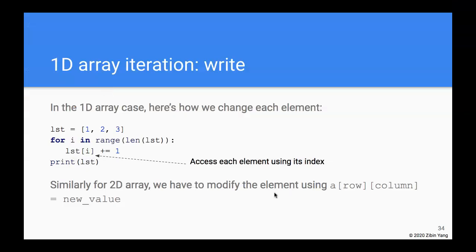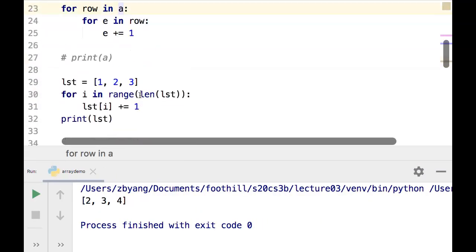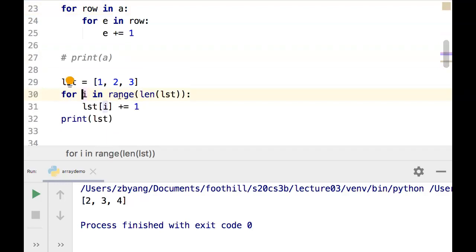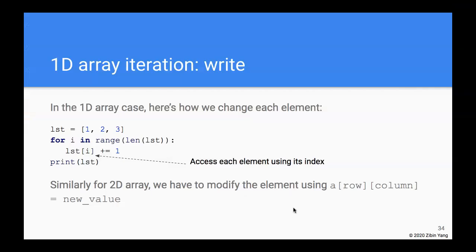So remember, if it's just a list or a 1D array, in order to change each of the elements, we have to do something like this: we have to use the index, going from 0 to the length of the list, and then we use the index to index into the list and then change it. So if we do this, then yes, we can change each element of the list. By the same token, for a 2D array, we would also have to use an index, right? So we'll index into the row and then the column to change its value.